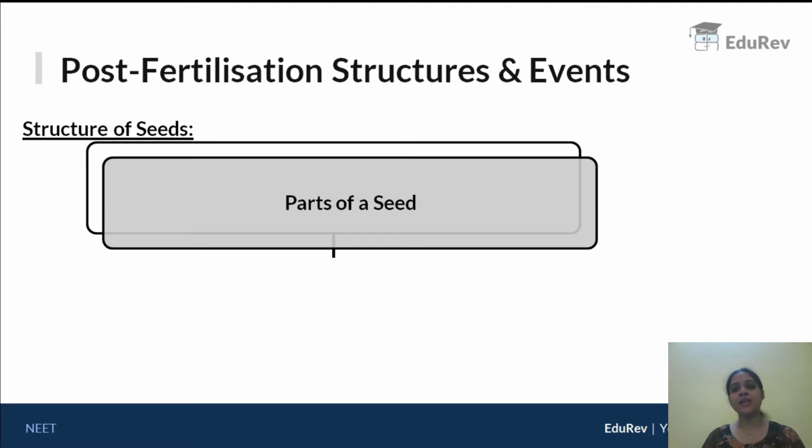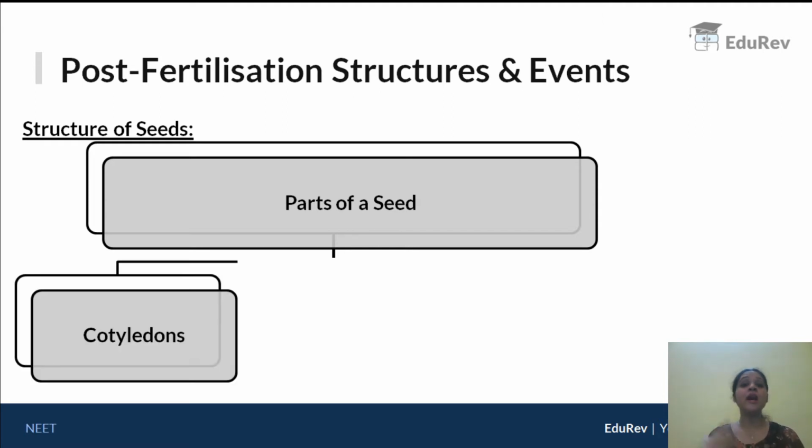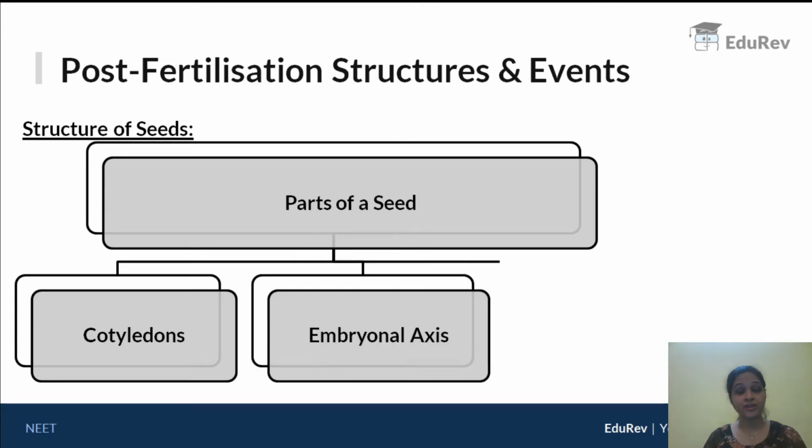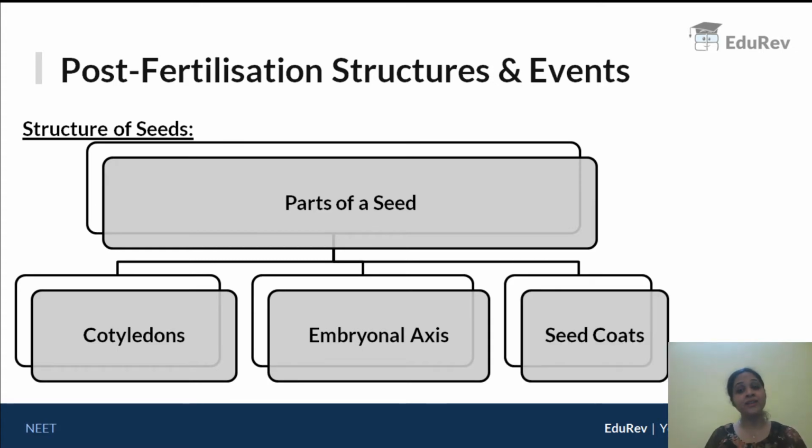Now actually speaking, seeds can be divided into three distinct parts. The first is how many cotyledons do they contain, single cotyledon or double cotyledon. For example, monocot has one cotyledon, dicot has the presence of two cotyledons. The next is you have an embryonal axis. So the embryonal axis helps you to divide the embryo. And the third is the presence of seed coats, which are protective structures of the seed.